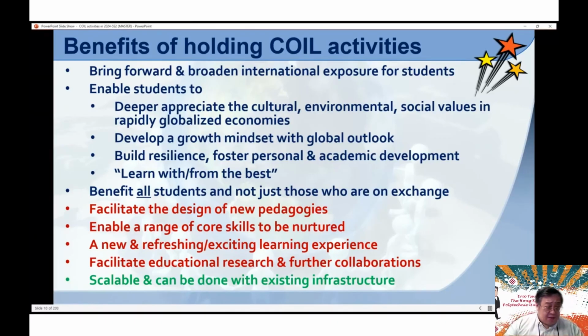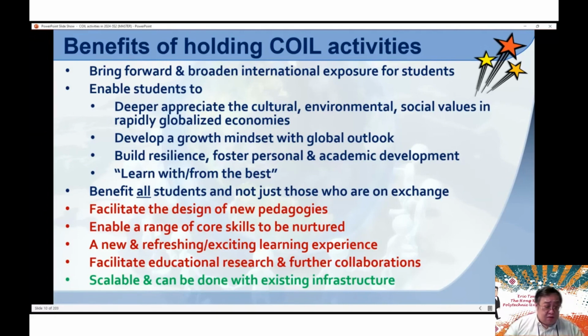Second group of benefits is for learning and teaching. So teachers will be very happy. Why? Because conducting COIL facilitates the design of new pedagogies, new instructional design, right? A new dimension that otherwise a physical classroom with a monotonous cohort of students would not be able to do, okay?